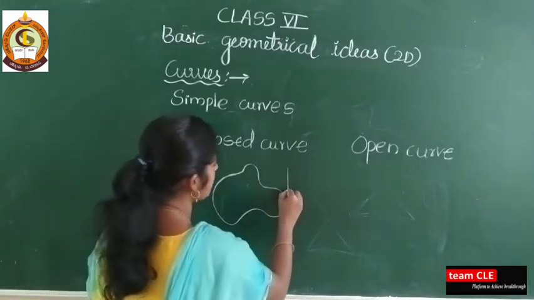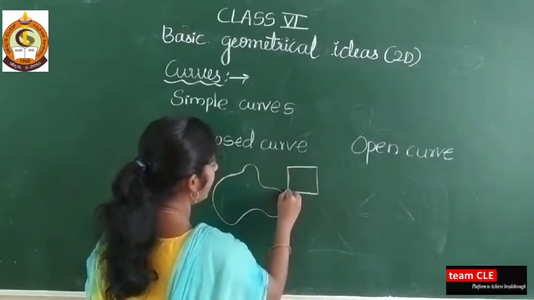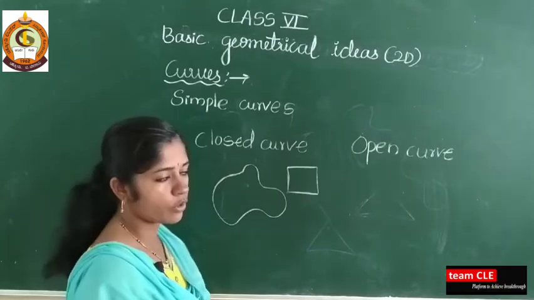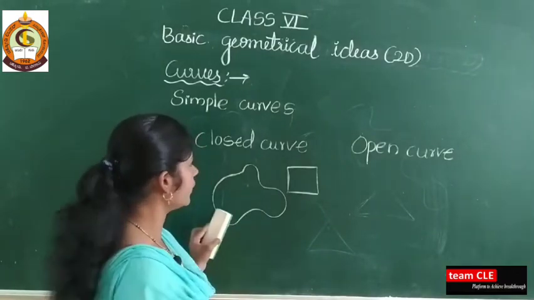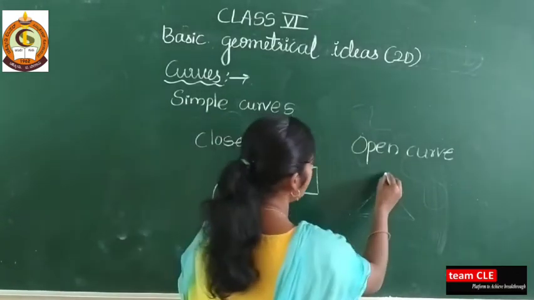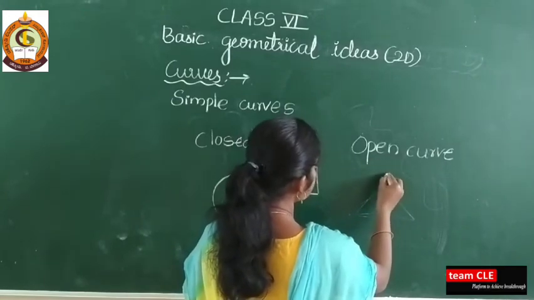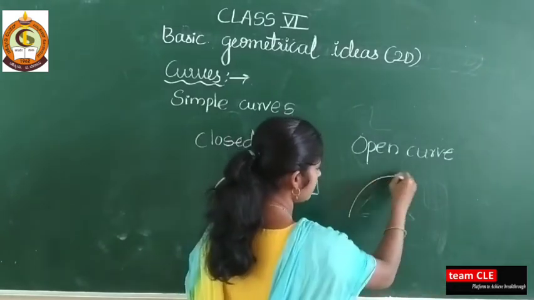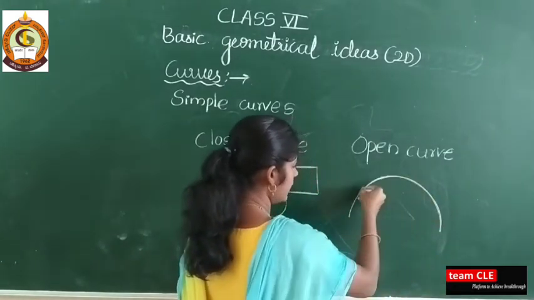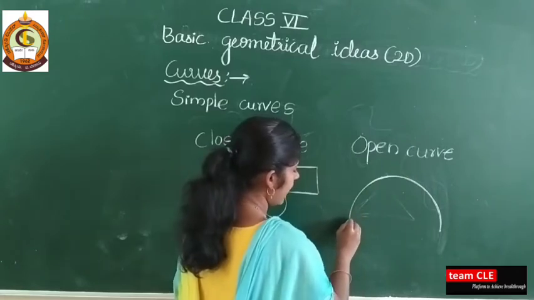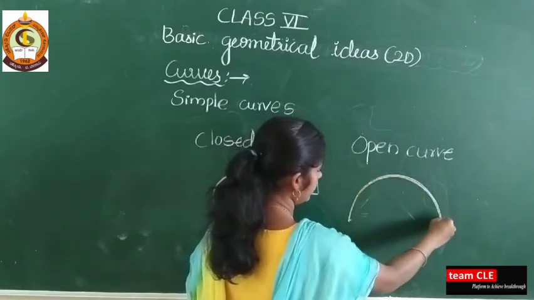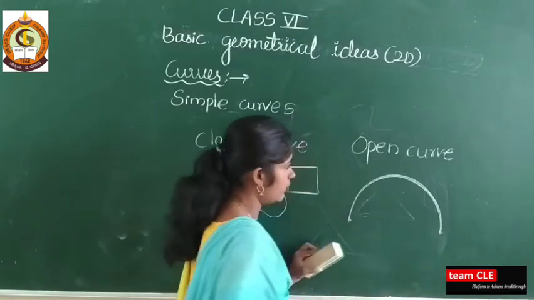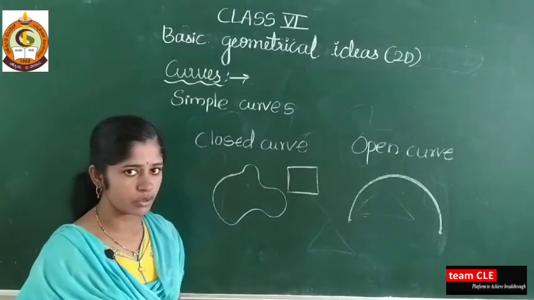Again I will take one more example. See here, it starts at one point and again ends at the same point. So that type of curves we call closed curves. Open curve, the best example is a bridge. The bridge is like this. This is an open curve, meaning it starts at one point and ends at another point. It started here and ended here. So this type of curves we call open curves.